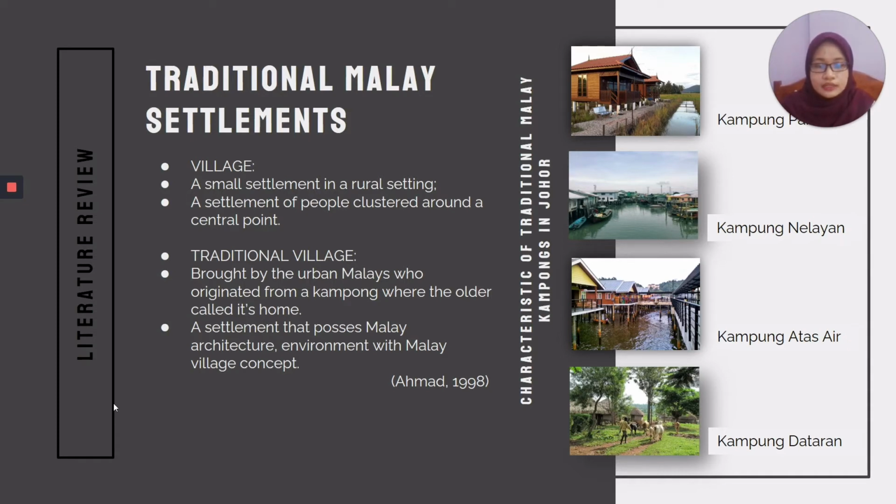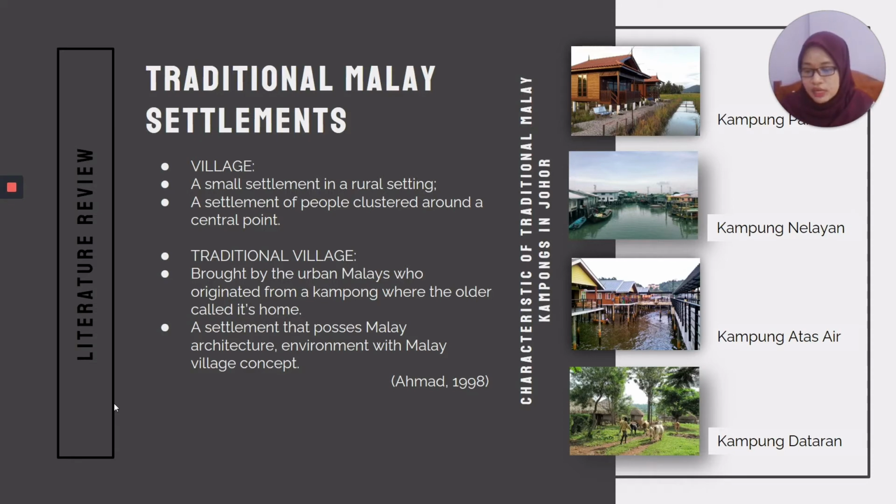There are four characteristics of traditional Malay villages in Johor. The first one is Kampung Parit. Kampung Parit is a land with an irrigation parit system and can normally be found in a flat area. The next one is Kampung Nelayan, a small-scale fisherman area where the river and beach are the main landscape.